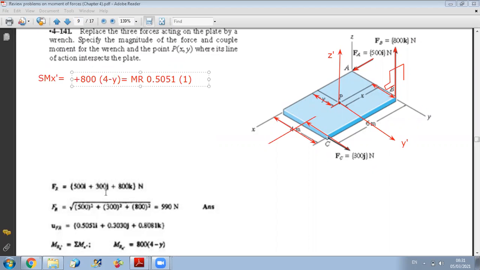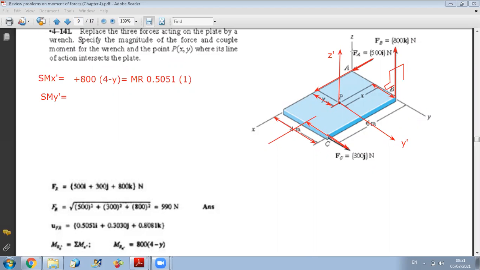Now if I do the same about y, the sum of moments about y prime, what do I have? This is the y prime axis. First, does FC have a moment about y prime? No, because it's parallel. Does FA have a moment about y prime? Also no, because it's intersecting. So the only force doing a moment about y prime is also FB.